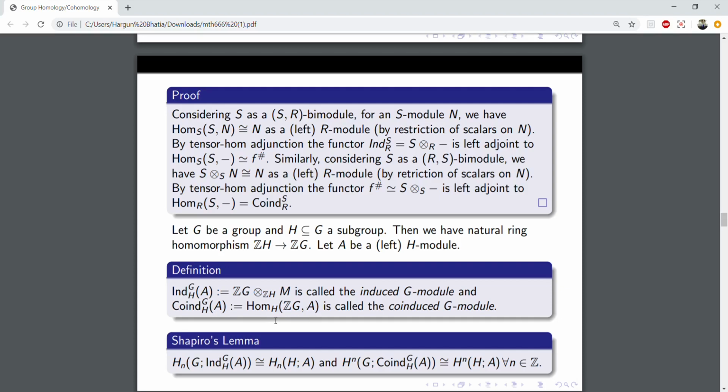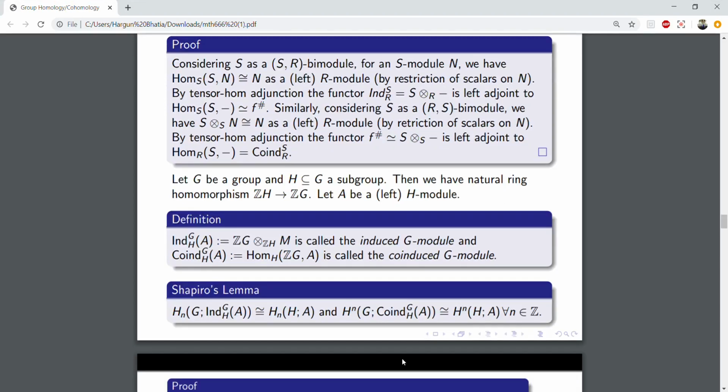Okay, so what Shapiro's lemma actually says is the following. How do we relate the homology of G to the homology of A? If A is a left H module, then the nth homology of H in A is the same as the nth homology of G in the induced module of A. I mean, you have to take a G module here, so you take the induced module for the homology. And the dual version is that the nth cohomology of H in A is the same as the nth cohomology of G in the co-induced module of A. So here you take the co-induced module for cohomology.